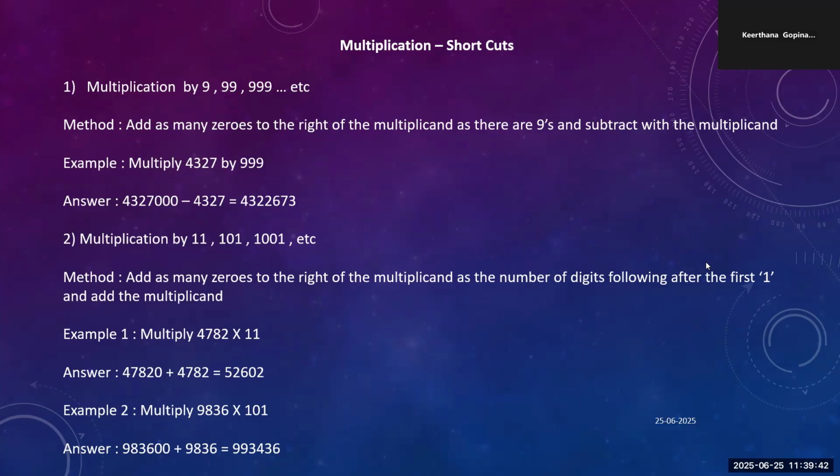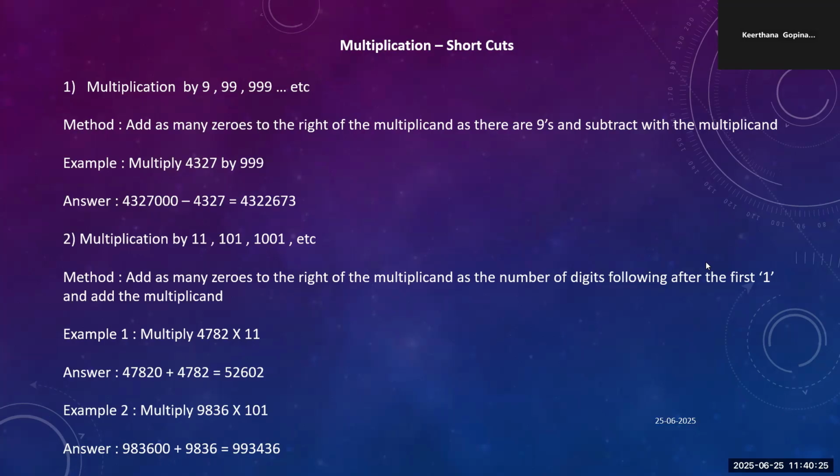Did you get this concept? Multiplication by 11, 101, 1001? Or do you want me to explain again? 9,836 plus 100, sorry, we should add the two zeros, right? And then again we should add 9,836. Correct. Do you have a paper? You write 9836.